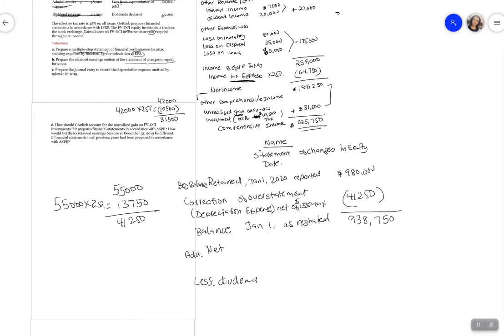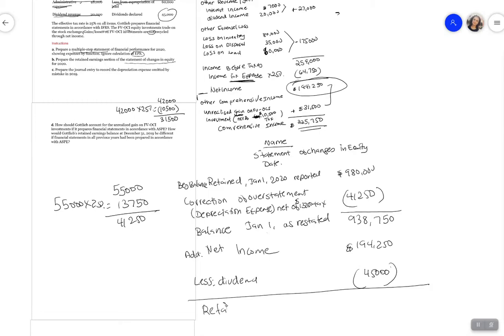In the question, we declared a dividend of 45,000. That's your 45,000. But before that, we had a net income that we calculated in the first part, which is $194,250. So that's my net income. And what are you going to come up with? That's the retained earnings for December 31st.